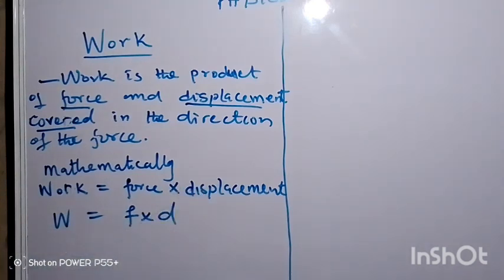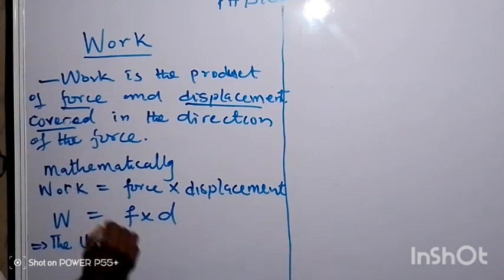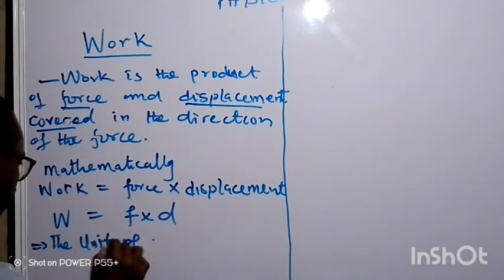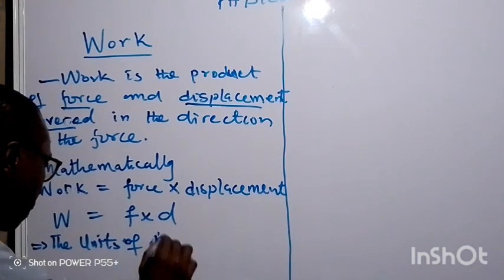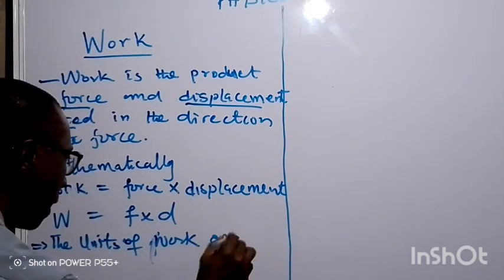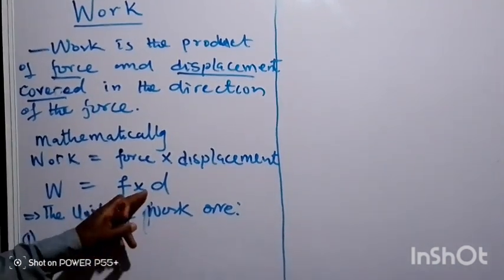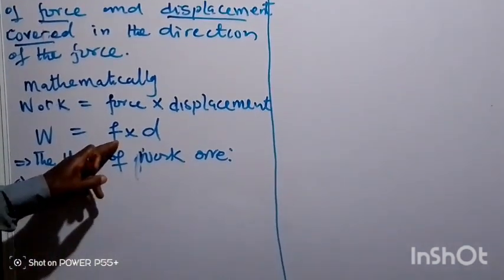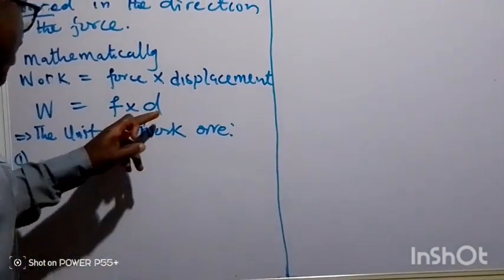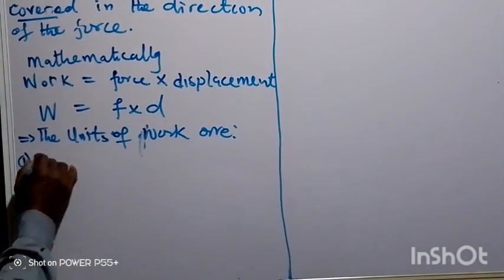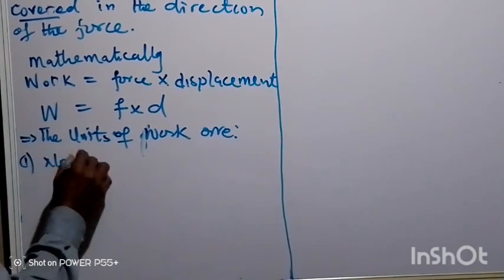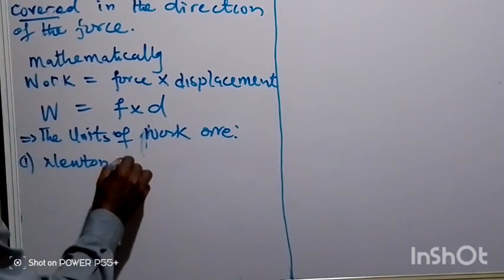Now, from this, we can say the units of work are, one: according to this formula, force is Newton and displacement is meter. So that's Newton meter.